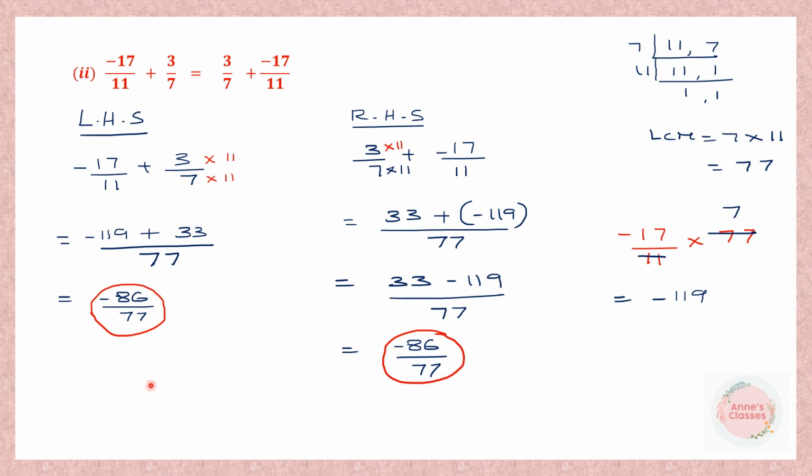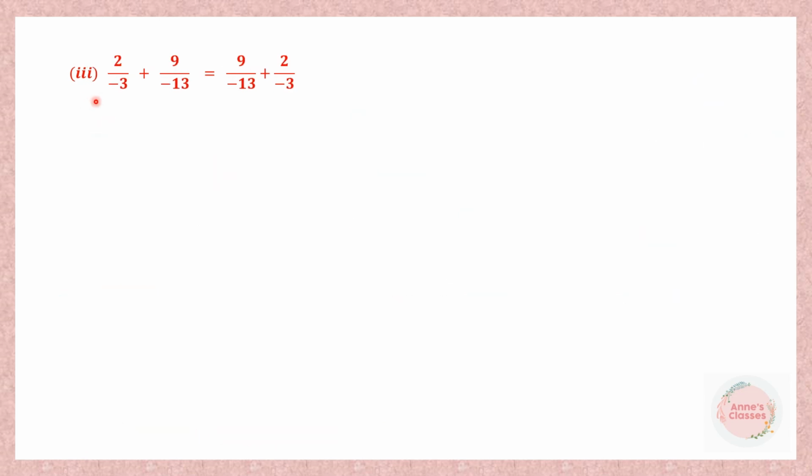On the left hand side also we have the same answer. That means left hand side is equal to the right hand side. Hence this is verified. So you have to write it this way. LHS is equal to RHS. Hence verified. Question 3. 2 by minus 3 plus 9 by minus 13 is equal to 9 by minus 13 plus 2 by minus 3.